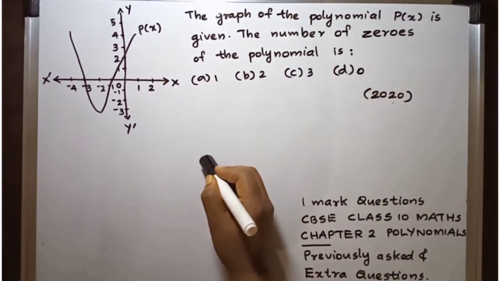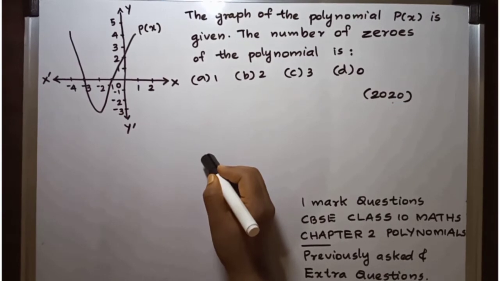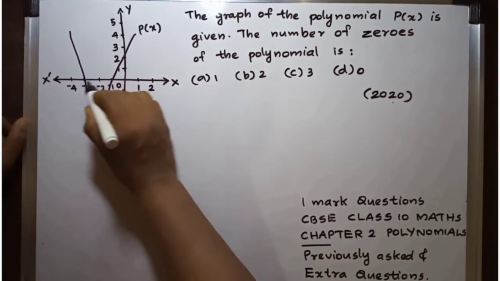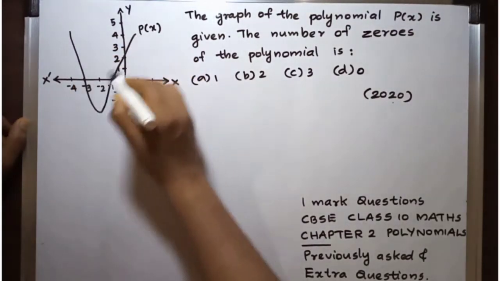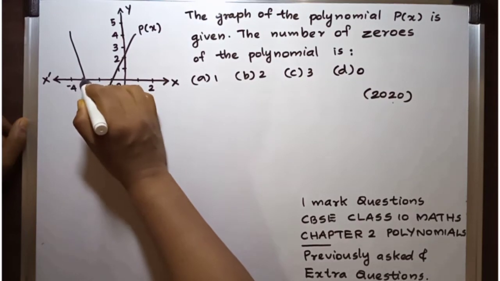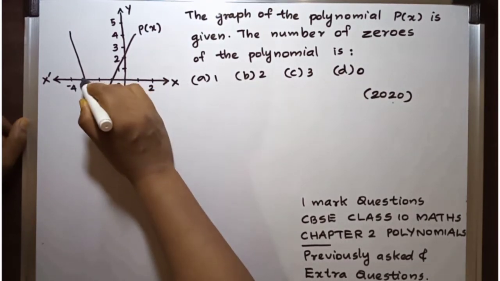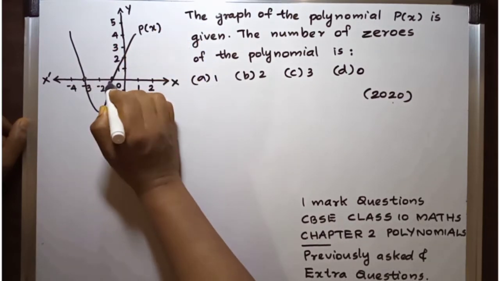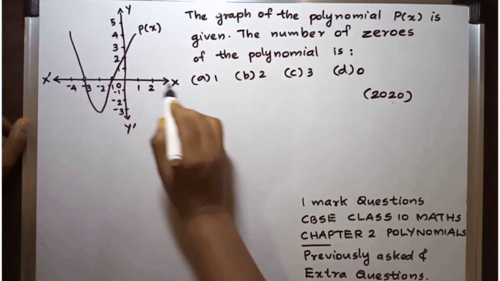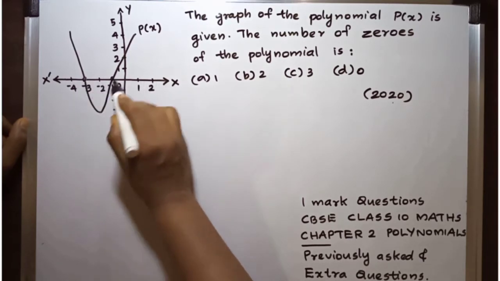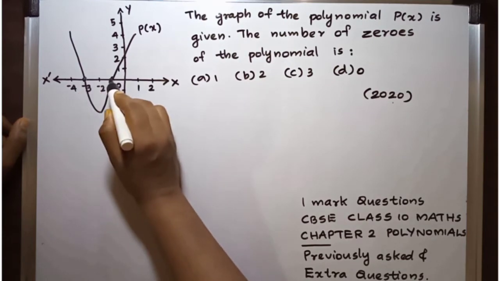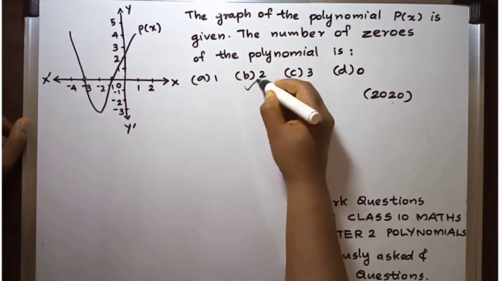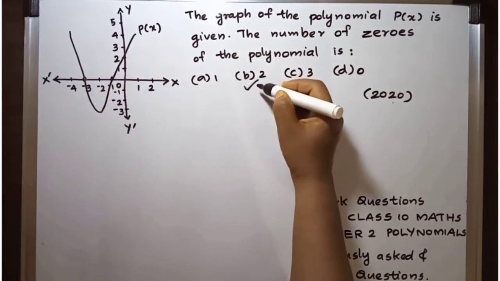So, number of zeros, we have discussed it in the important points of this chapter, right? Zeros of the polynomial means where the curve cuts the x-axis. See, at how many points does this curve cut the x-axis? At 2 points, right? At 2 points it cuts the x-axis, means at these 2 points the y-coordinate is 0. That is the meaning of zeros of the polynomial. So number of zeros here is 2. So the answer is option B, 2.